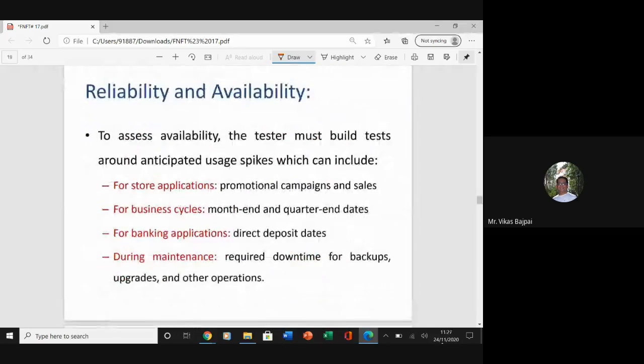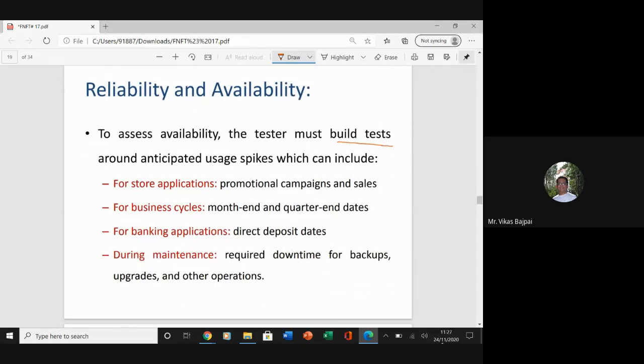So to assess the availability, the tester must build the tests around the anticipated usage spikes, which can include, for store applications, promotional campaigns and sales; for business cycles, the month and the quarter end dates; for banking applications, direct deposit dates; during maintenance, the required downtime for backups, upgrades, and other operations.